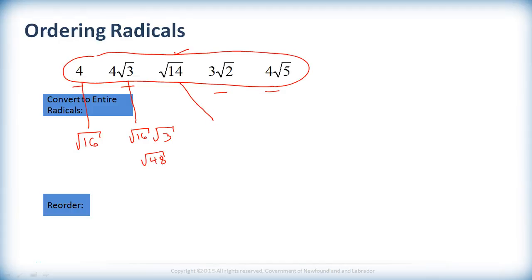All right, so let's check out square root 14. Oh, wait a minute, that's already an entire radical. Nothing to do. All right, so let's take a look at 3 root 2 now. That's going to be the square root of 9 times the square root of 2, because 3 is the same as the square root of 9. So that becomes square root 18.